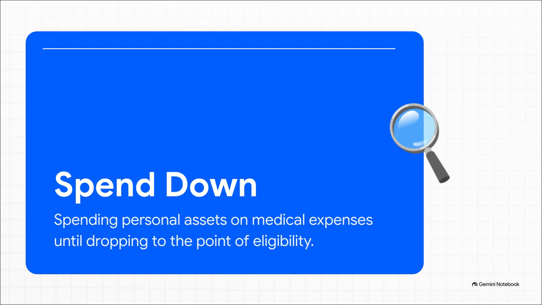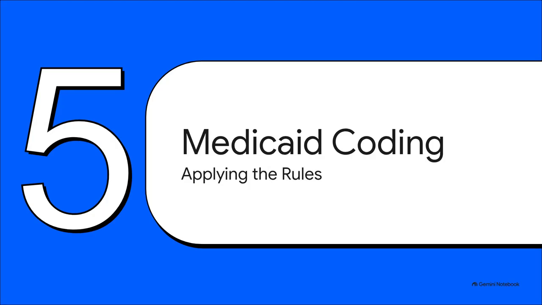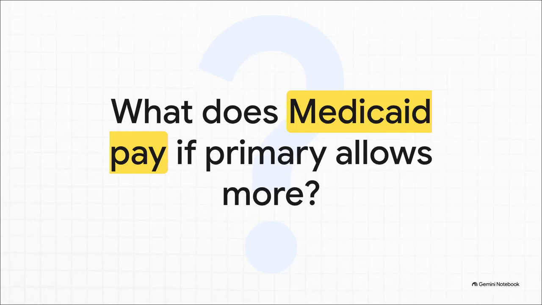From a billing perspective, this is notoriously tricky because, honestly, you often can't even tell if a patient has a spend down until after the claim goes into review. Let's get into the nitty-gritty. Section 5. Medicaid coding rules. Okay, let's do a little scenario math here, because Medicaid operates very, very differently from other secondary payers. Imagine your patient has a primary commercial insurance contract that allows a $1,000 claim for a procedure. But the Medicaid fee schedule dictates that that identical procedure only pays $500.